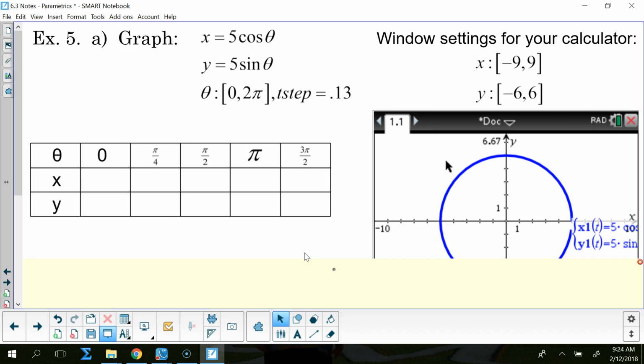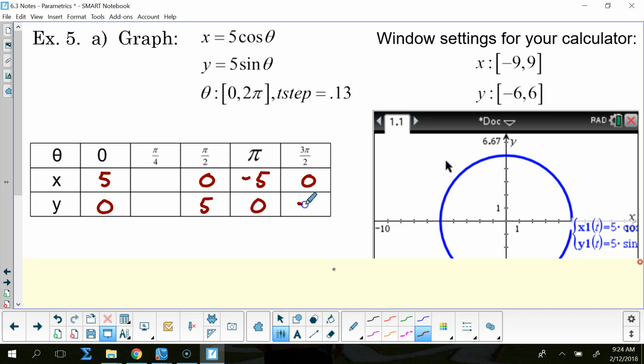Because if you would have traced it at t equals 0, my x value here is 5, and my y value is 0. Right? Because it goes through the point (5, 0). And then if you would have went up to pi over 2, you would have gotten (0, 5). Then if you would have went over to pi, you would have gotten (-5, 0). And then if you would have went down to 3 pi over 2, you would have gotten (0, -5).